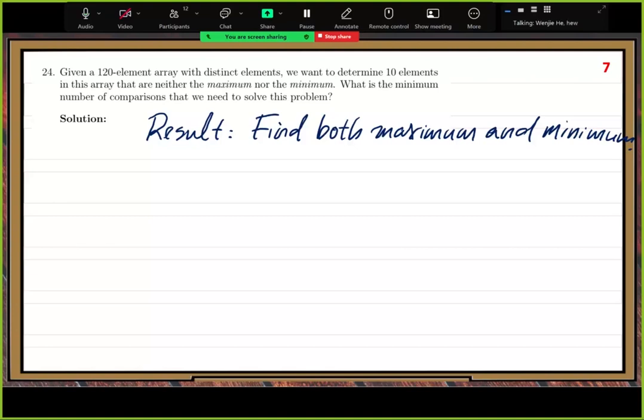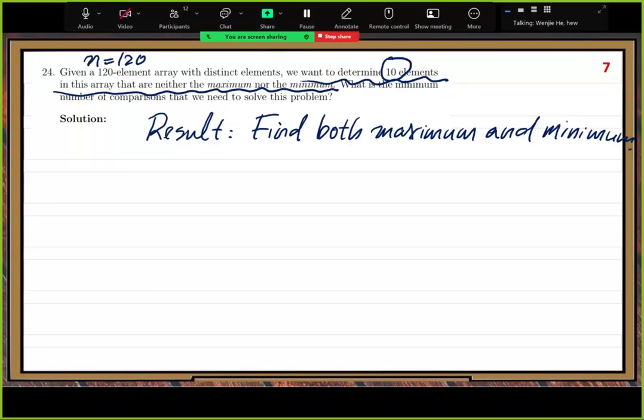I saw most of the students just apply this result on this n equal to 120 directly. There is a formula, right? 3/2 n minus 2. They plug in that formula. Most students did it that way, then you can only get 2 points, because you can do much better than that. So why? Look at it: we determine 10 elements in this array, neither maximum nor minimum. We only need 10 elements. So if you plug into that formula, then you do too many comparisons, more than necessary.